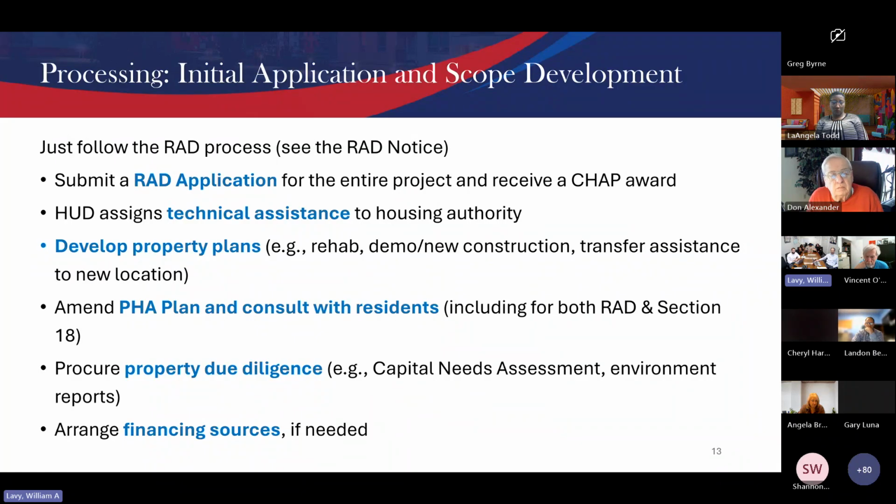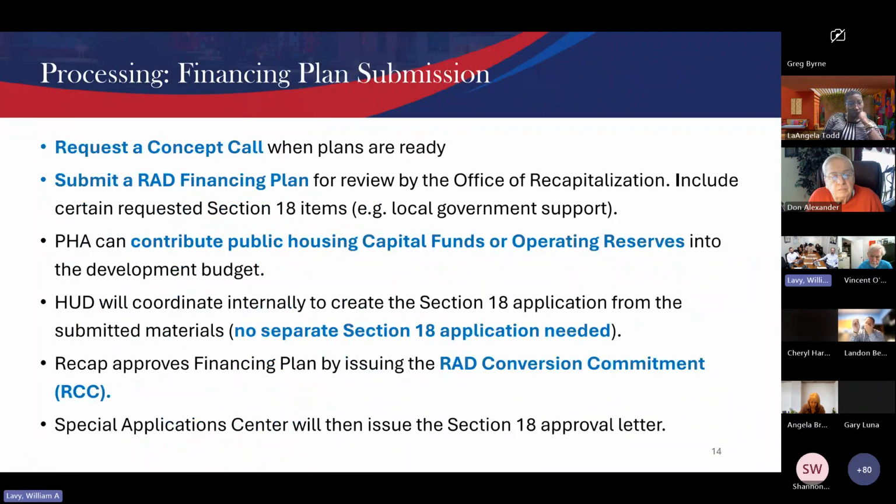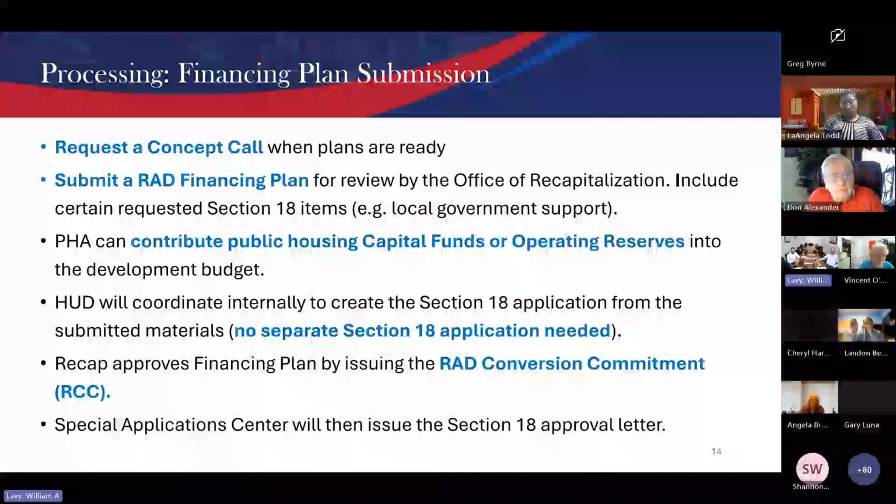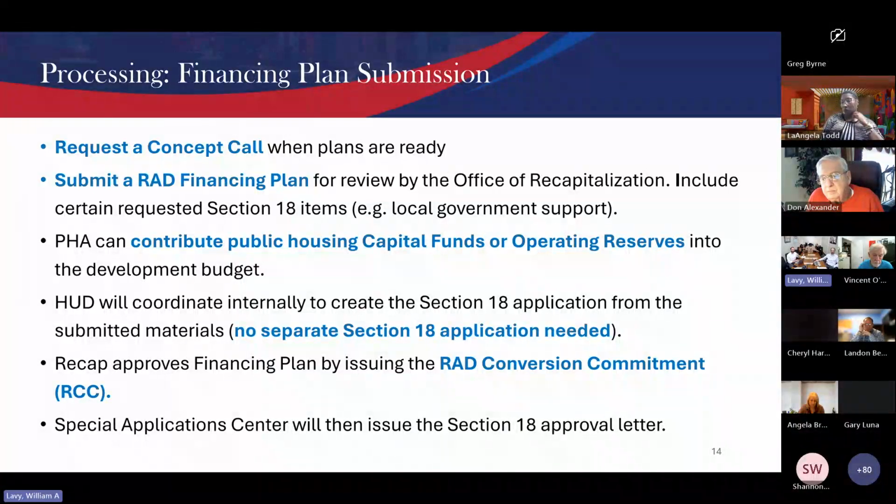After you know how you're going to tackle your development plans, you'll try to leverage your financing sources, right? And after you leverage your financing sources, and when your deal is real, you'll walk in the door for what we call a concept call, which is essentially a reality check, saying, okay, taking a peek at your package, looks good, here's some feedback for you to consider, and then why don't you go ahead and submit your financing plan.